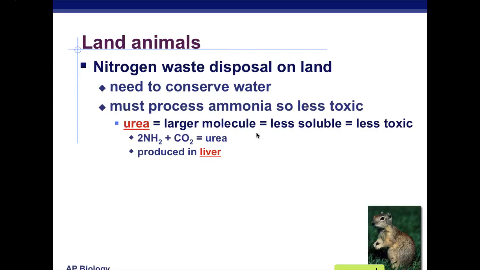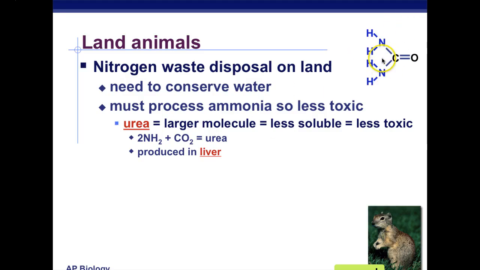Land animals, nitrogen waste disposal, we need to conserve water because water is not all around us. Must process the ammonia so it's less toxic. So we take the ammonia and convert it to a slightly larger molecule called urea, which is less soluble, so less likely to get into the cells we don't want it to be, and less toxic. And this substance is produced in the liver.